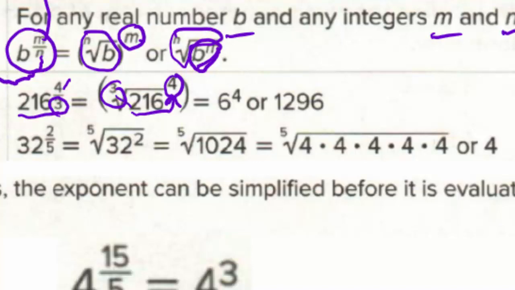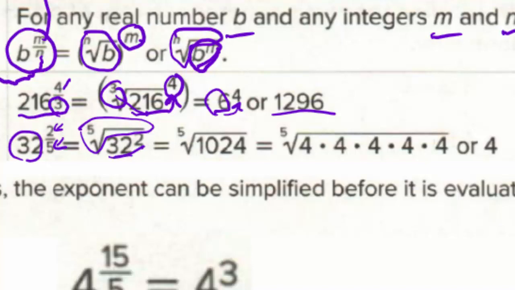Well, the cube root of 216 is 6, and then 6 is raised to the 4th power, and you end up with 1296. The next one is 32 to the 2/5 power. The 2 is going to be the exponent and the 5 is going to be the root, or the index of the root. Notice that we have the 5th root of 32 to the 2nd power. So the power is on the inside this time instead of the outside like the last one.